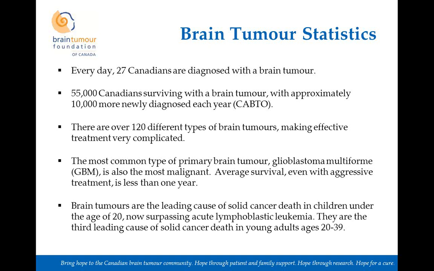We also know there are about 120 different types of brain tumors, making effective treatment very complicated, and that the most common type of brain tumor is a glioblastoma multiforme, also known as a GBM, which is also the most malignant, and the average survival, even after aggressive treatment, is less than 1 year. As well, brain tumors are the leading cause of solid cancer death in children under the age of 20, now surpassing acute lymphoblastic leukemia. And they are the 3rd leading cause of solid cancer death in young adults ages 20 to 39.